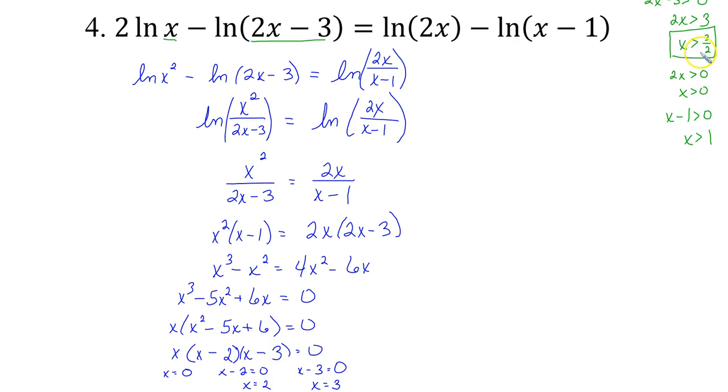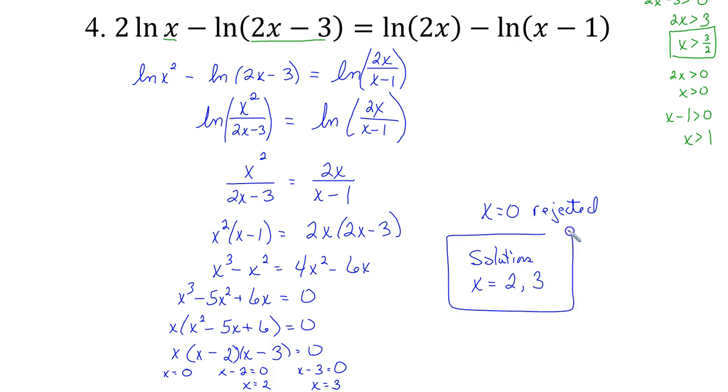If we look back over here, we need to only use the ones which are greater than 3/2. So x is equal to 0 gets rejected because it is not greater than 3/2. So we only have 2 solutions, and those solutions are x is equal to 2 and x is equal to 3. So just 2 solutions for this equation.